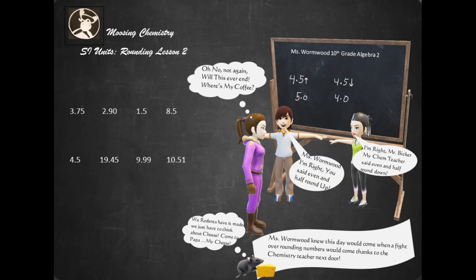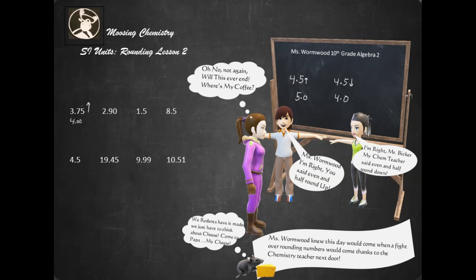Alright, in this lesson we're going to discuss when and when not to round. Let's look at the first number, 3.75. Well, that's odd and half or greater, so we're going to round that number up. And when we do, that number is going to become 4.00.